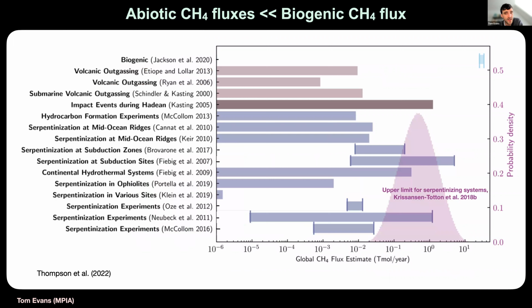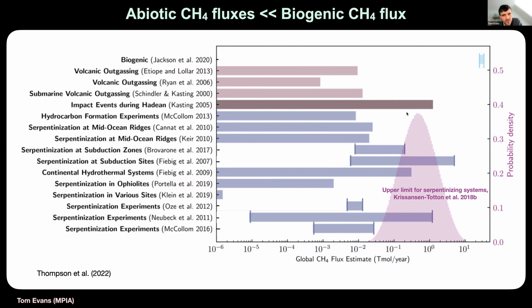Okay, so although there are abiotic sources of methane on the Earth, for instance, they're dwarfed by biogenic sources. And this is a plot from a paper by Thompson et al. that summarizes the estimated ranges of abiotic methane fluxes with a log x-axis in units of teramoles per year. And then the little blue bar in the top right, it shows the biogenic methane flux of the modern Earth, which would have been even higher during the Archean.